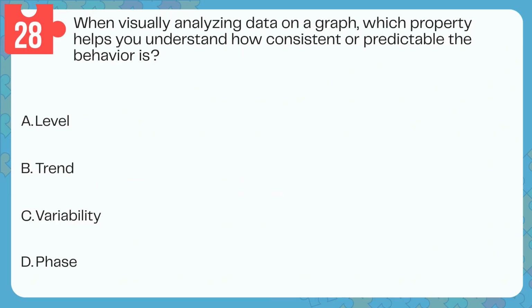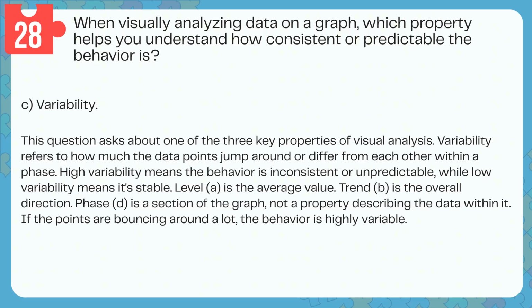Question 28. When visually analyzing data on a graph, which property helps you understand how consistent or predictable the behavior is? A, level, B, trend, C, variability, D, phase. Answer C, variability. Explanation. This question asks about one of the three key properties of visual analysis. Variability refers to how much the data points jump around or differ from each other within a phase. High variability means the behavior is inconsistent or unpredictable, while low variability means it's stable.